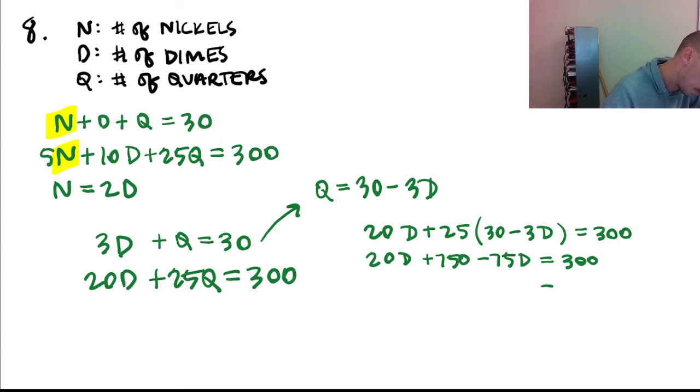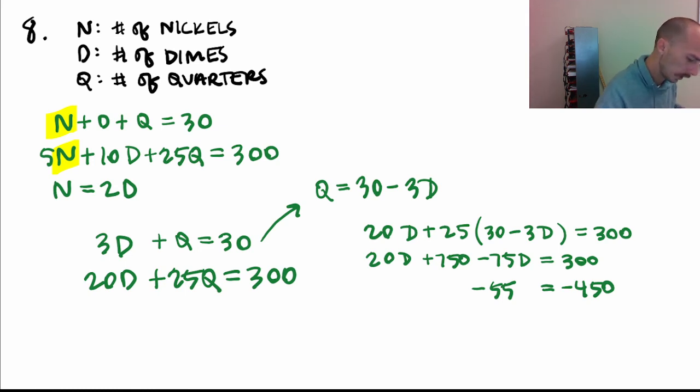Okay, now I'm going to subtract 750. And I'll have negative 450 there. And 20 minus 75 is negative 55. I'm missing something here. Thought maybe I was wrong. No. 55 doesn't divide 450, does it? I don't think it does.